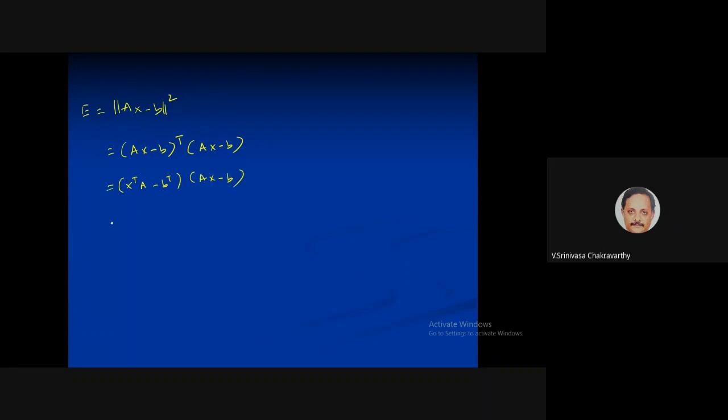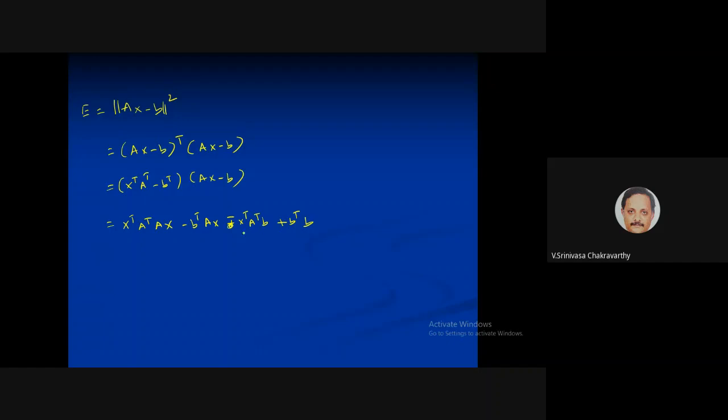So if we take all sorts of products: x transpose A transpose A x minus b transpose A x minus x transpose A transpose b plus b transpose b. So this is the whole expression.